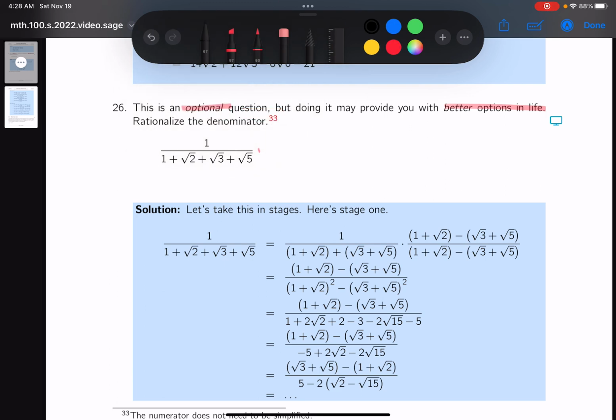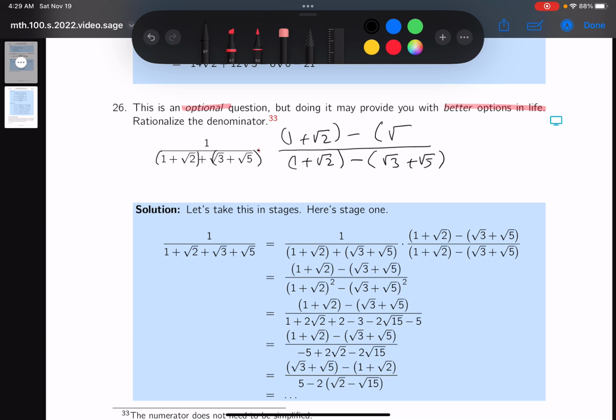So what I'm going to do over here is multiply the bottom by some conjugate of that. Certainly when I do this, it's going to happen in steps, by the way. So I'm going to group these things like this over here. What would the conjugate be? It would be 1 plus root 2 minus the quantity root 3 plus root 5. Now, if you multiply the bottom by that, you've got to multiply the top by that.